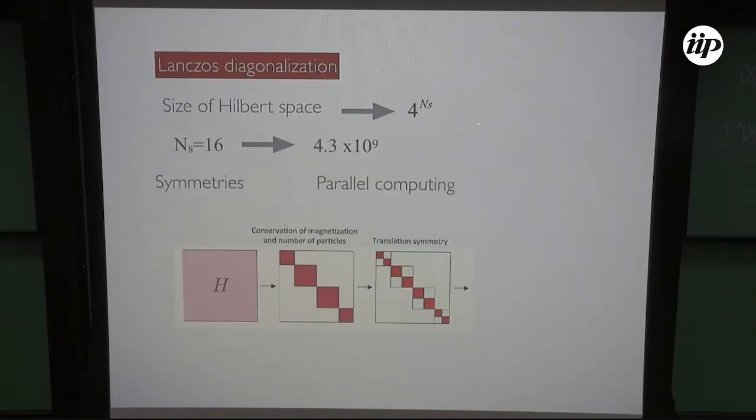The size of the Hilbert space goes with 4 to the number of sites. As here we have 16 sites, it's fairly large. It goes to 10 to the 9. So to do this calculation, we do need to take symmetries into account, and we also do parallel computing. The huge Hamiltonian, of 4.3 times 10 to the 9, is really big. But when we take into account magnetization and number of particles, we break this into blocks. And if we consider translation symmetry, that we had to, because of the size of the matrix, then we break it some more, and then we solve this numerically.